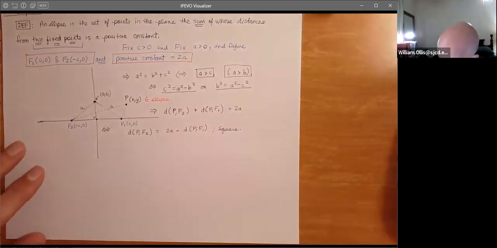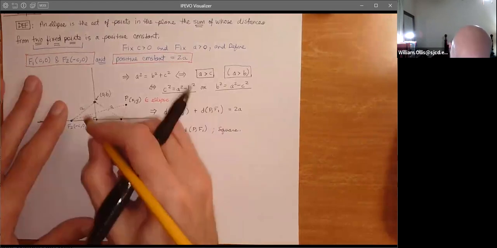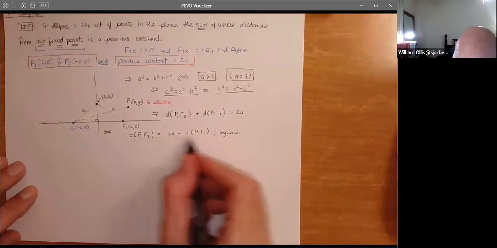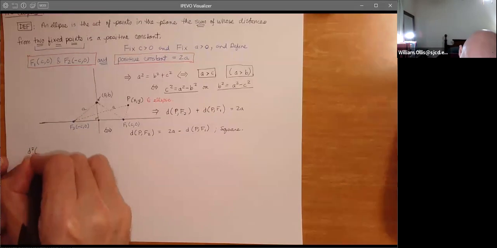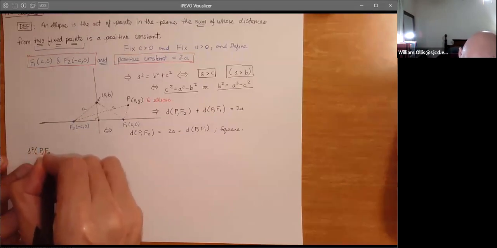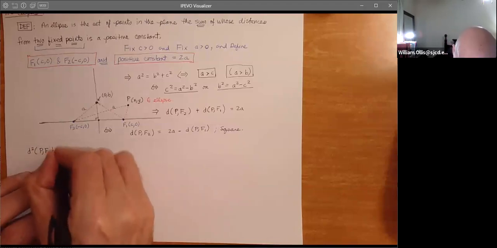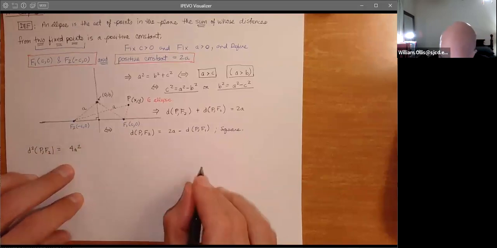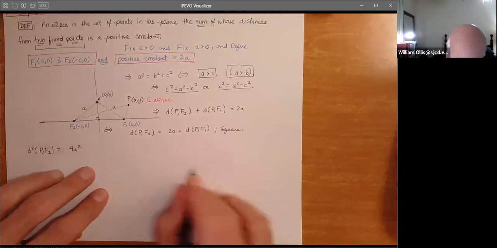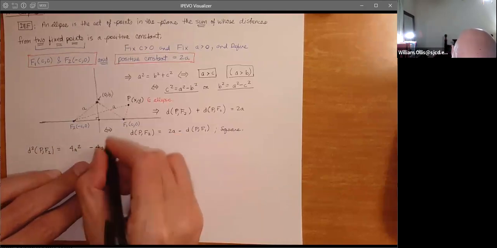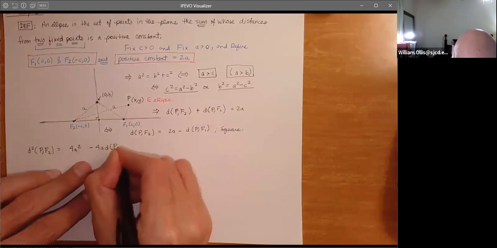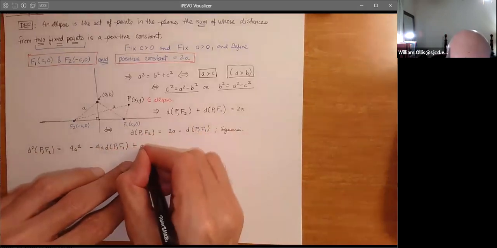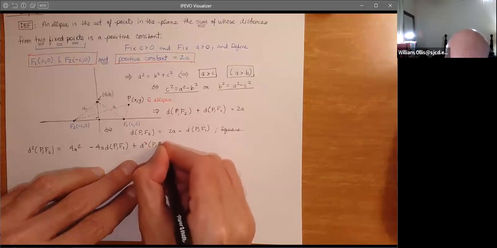So when we square this, I know we've got this y-axis going right through there, I'm going to get rid of it. So let's square both sides. So we get d squared, the distance squared between P and F2, and now we'll square the binomial. So we'll get 4a squared, and then we'll multiply these together and hit it with a 2. So this will be a negative 4a times the distance between P and F1. And then we square this. So this will be plus d squared P F1.